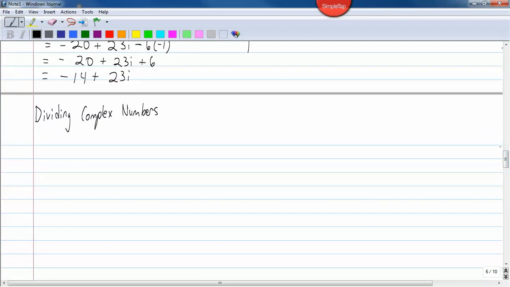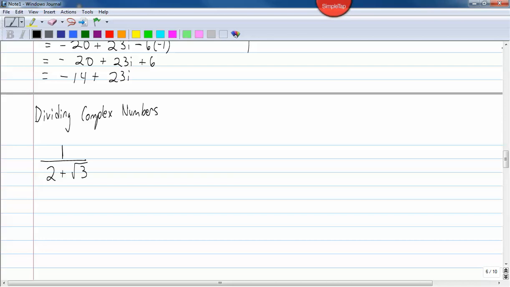When dividing complex numbers, we have to use a method that is very similar to what we would have to do if we wanted to rationalize a fraction that had a radical in the denominator and some other term. For example, this isn't going to be a complex number, just a real number, but we're going to use the same method. How would you rationalize 1 over 2 plus the square root of 3?